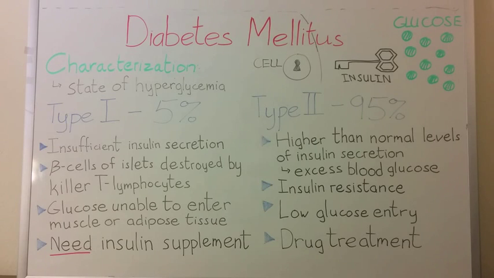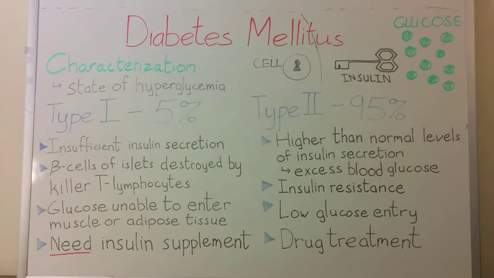Now on to characterization. Diabetes is characterized by a state of hyperglycemia. The keynote is that it is not acute, but a chronic high blood glucose level. This means that the patient exhibits a high concentration of glucose in the bloodstream at all times.